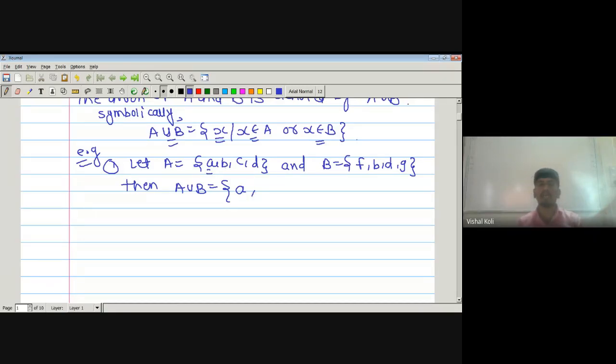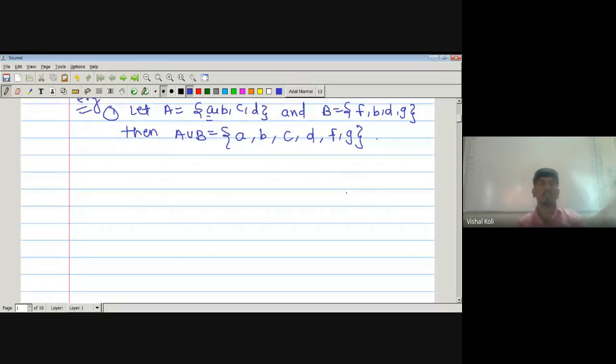Similarly, B is an element of both A and B, therefore it is again an element of A union B. C is an element of A only, then also it is present in A union B. D belongs to both A and B. F and G belong to B, therefore they are present in A union B. Therefore, if A equals {A, B, C, D} and B equals {F, B, D, G}, then A union B is {A, B, C, D, F, G}. Okay, so in this way we can find the union of two or more sets.